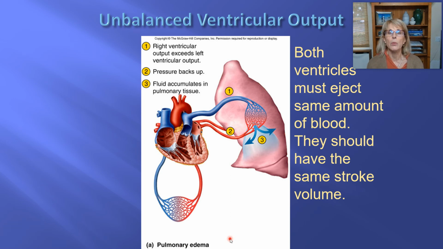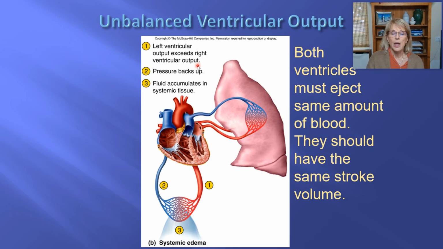Pulmonary edema would happen if the right side of the heart is working fine, but the left side of the heart can't keep up. So when right ventricular output exceeds left ventricular output, this happens when the left ventricle is failing for some reason, and you'll get pulmonary edema. The other thing that can happen is when the right ventricle is failing. When the right ventricle is failing, then the left ventricular output would exceed the right ventricular output, and pressure will back up in the systemic circulation, and you'll get systemic edema.